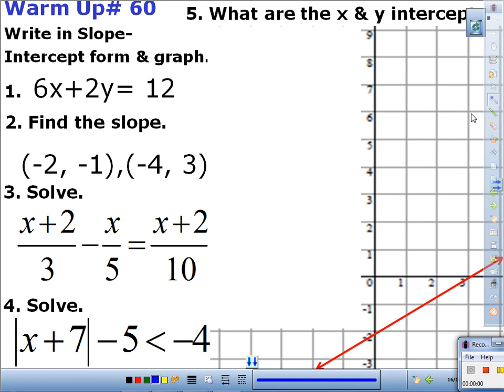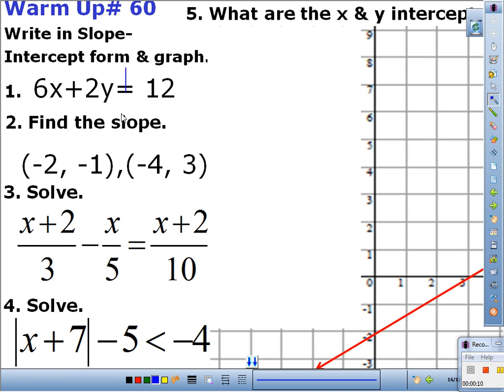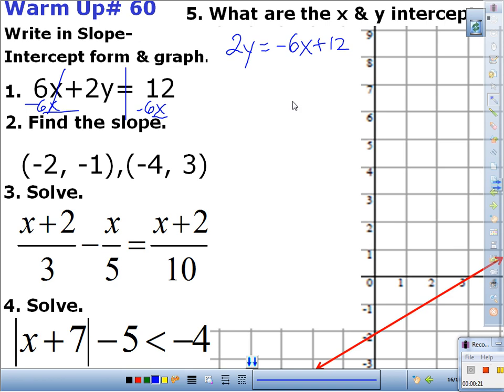Okay, here we go. I'm going to go over these one more time just to make sure we got them. Number one, it says write in slope-intercept form, which means I need to leave y by itself, so I subtract 6x, subtract 6x. Yes? I'm left with 2y equals negative 6x plus 12. Are we there so far? From there, divide by 2, which leaves me with y equals negative 3x plus 6. Are we there so far?